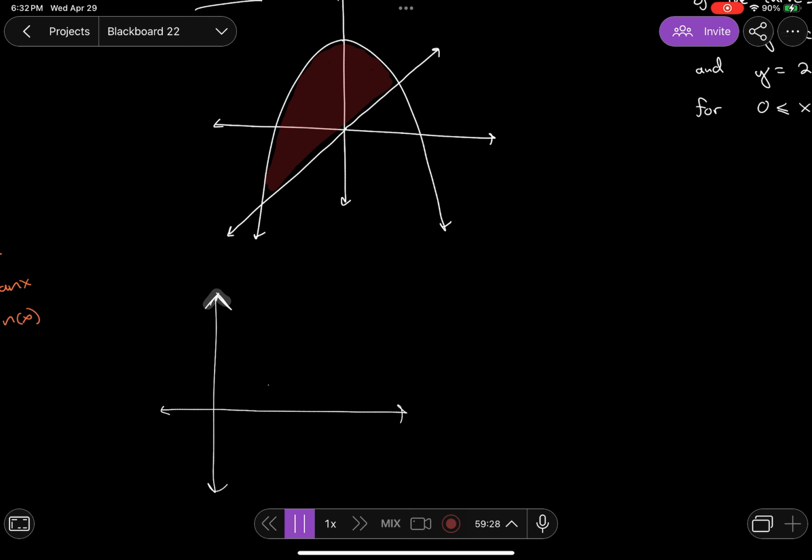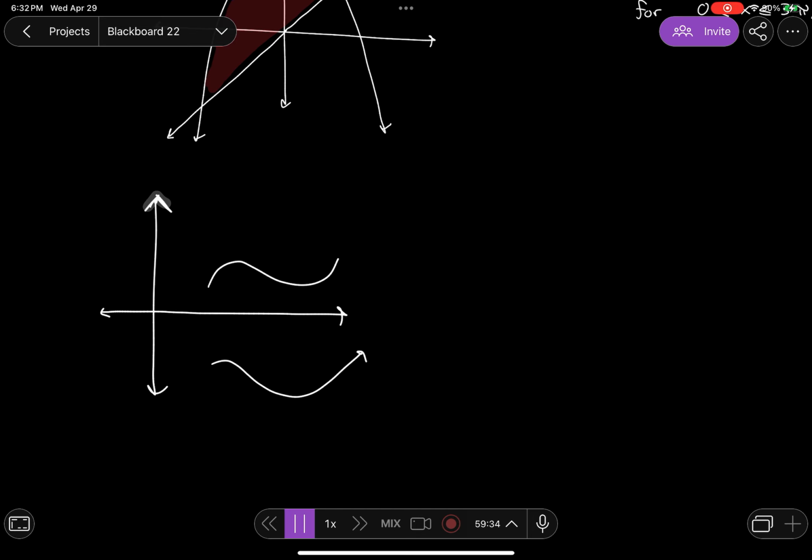of two functions, maybe like this and like this. Don't really care what they look like. Let's say I wanted to find this area. Call this A, call this B. So I want to find this area, and you'll be like, oh, shoot. Some of it's under the x-axis. Some of it's above the x-axis.